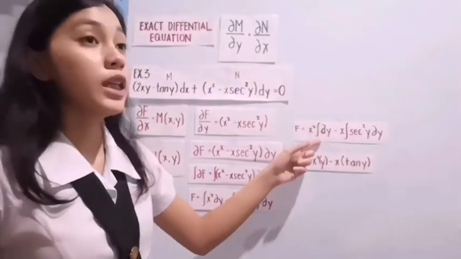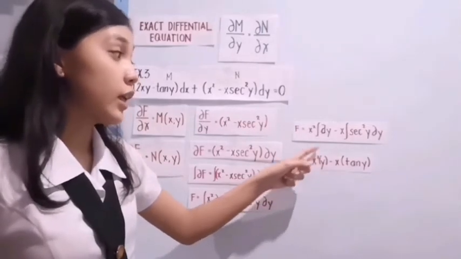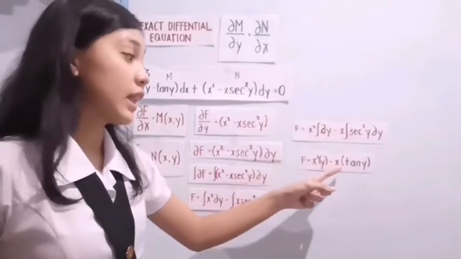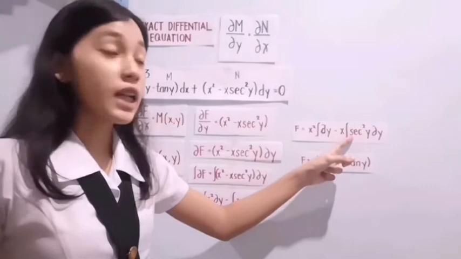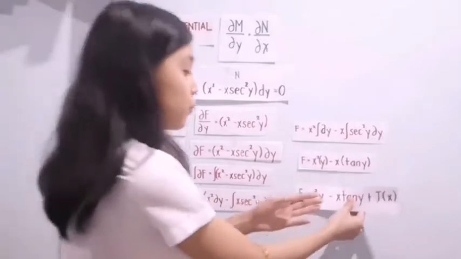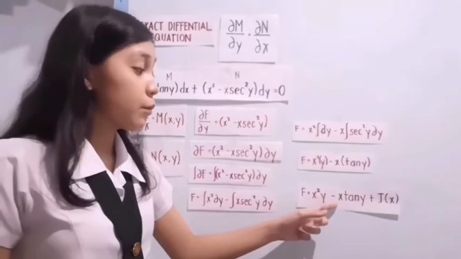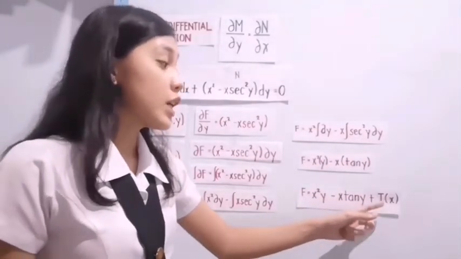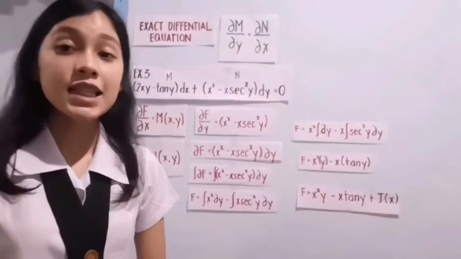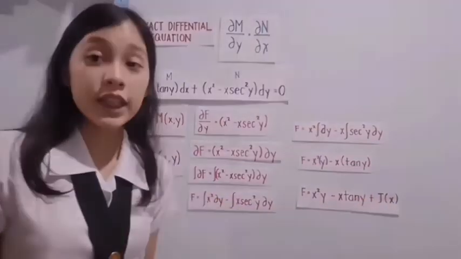Tapos, i-substitute na natin siya. So, magiging f is equals to x squared, ang integral ng partial derivative of y is just y, minus yung constant natin na x, at yung integral ng secant squared y is just tangent y. Therefore, our final answer will be f is equals to x squared y minus x tangent y plus jx. So, bakit naman tayo ulit nagkaroon ng jx? Kasi, di ba, kadalasan kapag nag-i-integrate tayo, meron tayong nilalagay sa dulo na plus c.